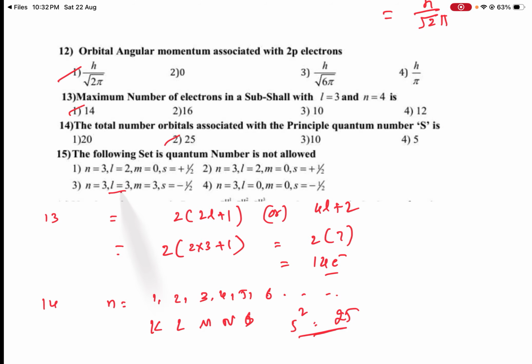For n is equal to 3, l is equal to 3 is not possible. So here l is equal to 2, m is equal to 2. So the third one is not possible. So this quantum number set is not possible. Fourth one, n is equal to 3, l may be 0, 1 or 2, m is equal to 0, s equal to plus or minus 1 by 2. So option 3 is the correct one.